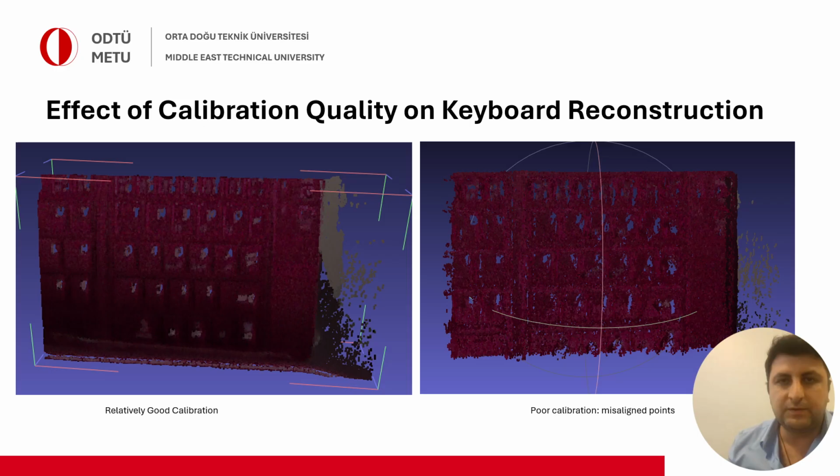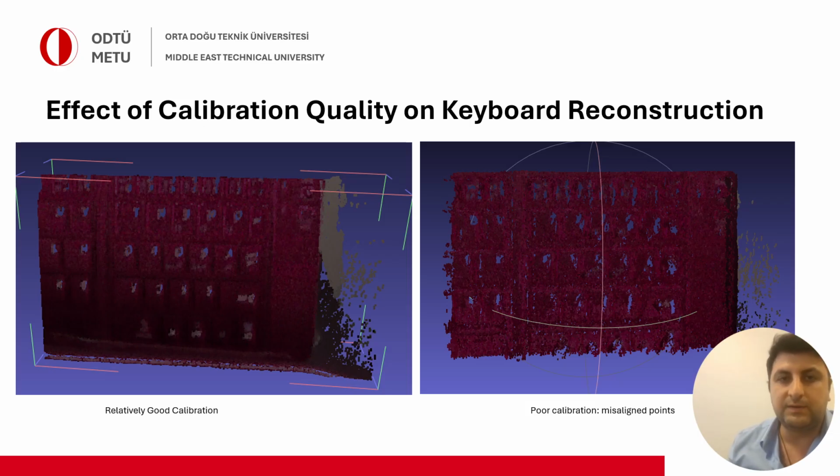This slide focuses specifically on calibration quality. On the left, the calibration is relatively good. The keyboard shape is more coherent and the reconstructed point cloud is more consistent. There are still missing or noisy regions, but the general keyboard structure is visible. On the right, the calibration is poor. The reconstructed points are shifted and misaligned. This causes the point cloud to lose geometric consistency.